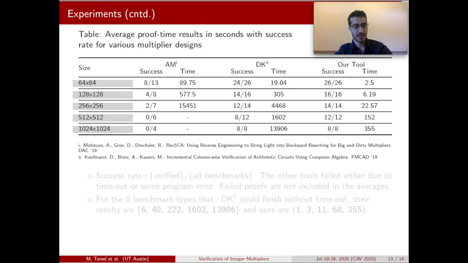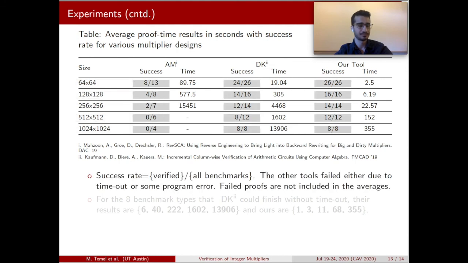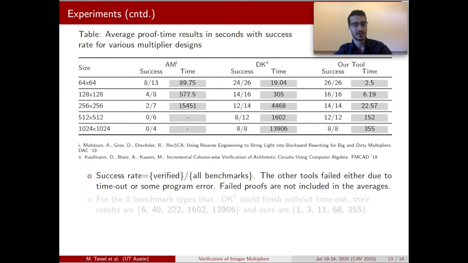Here we give the average timing results for each multiplication size from 64 by 64 to 1024 by 1024 bit multiplication. The other tools could not verify some of the benchmarks, either due to some program error or timeout. So we also show the success rate on separate columns for each tool. The other columns show the average timing result in seconds for the benchmarks that the tools could prove. As you can see, our tool is orders of magnitude faster than the other tools, could verify all the designs, and has a much better scaling factor.